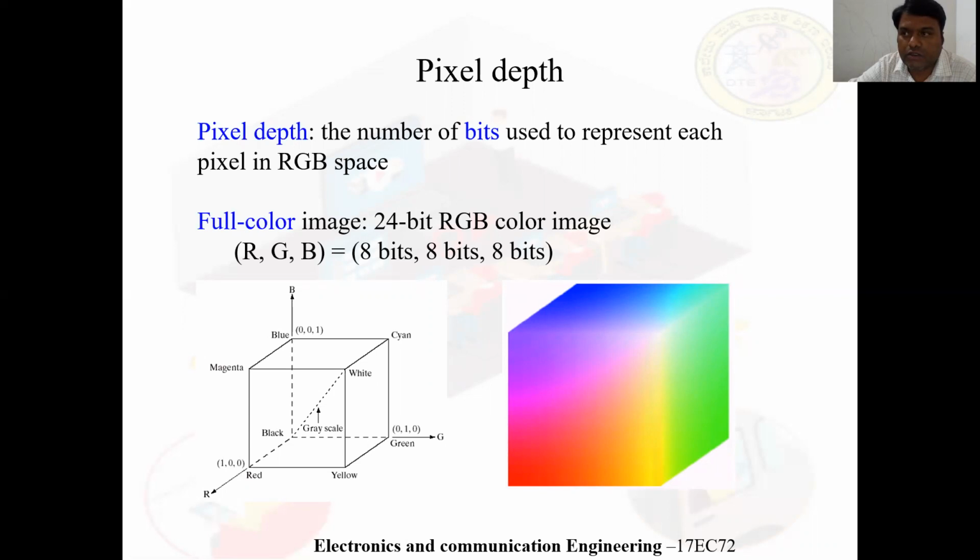The number of bits used to represent each pixel in RGB space is called pixel depth. Consider an RGB image in which each of the red, green, and blue images is of 8 bits. The RGB pixel depth becomes 24 bits, or 3 bytes. The term full color image is often used to denote a 24-bit RGB color image.